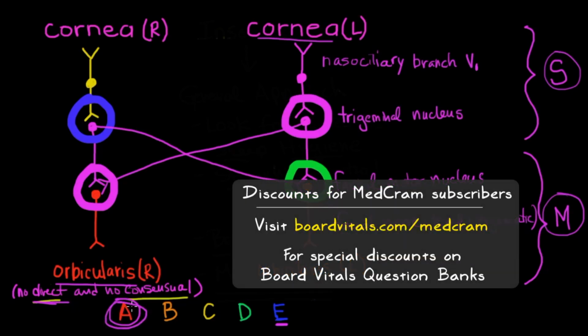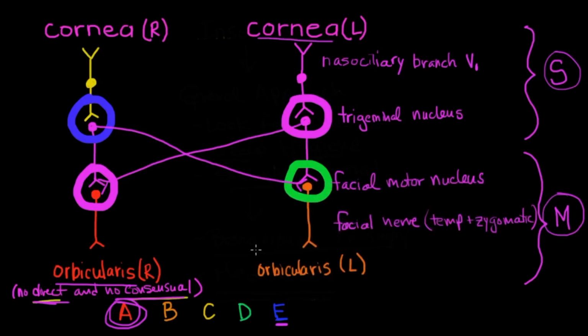There is no direct and no consensual response if you have a lesion in the right facial nerve, specifically, in this case, the temporal branch.